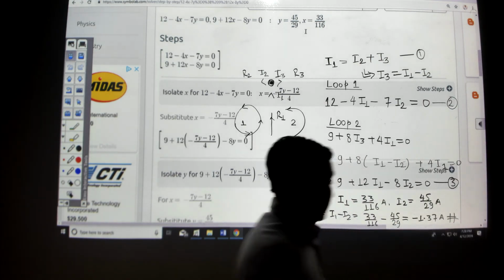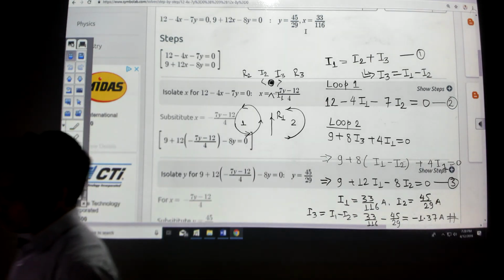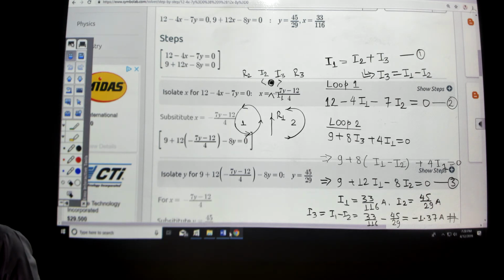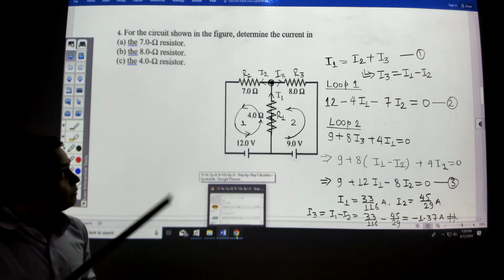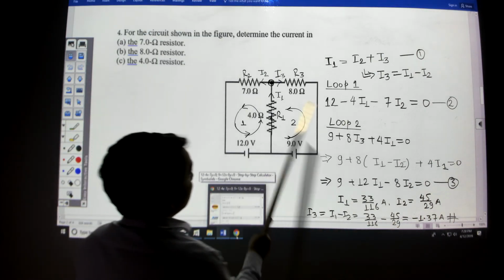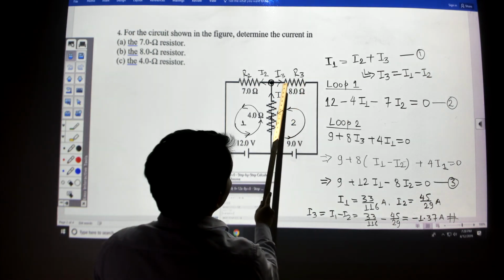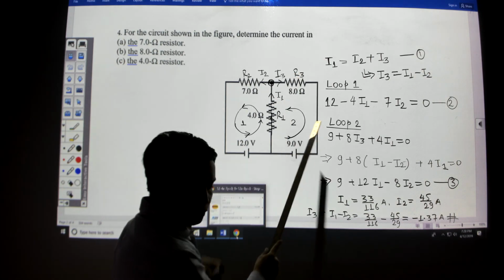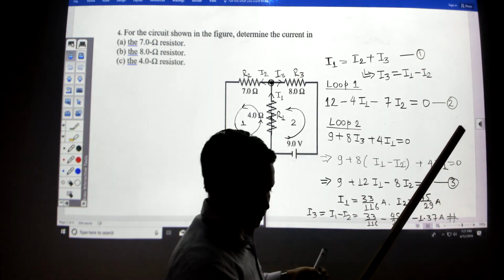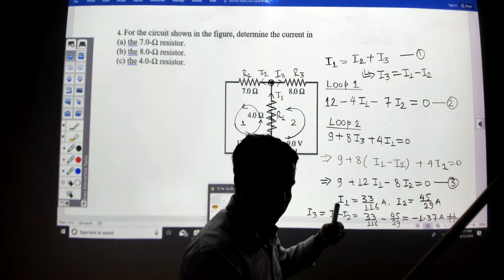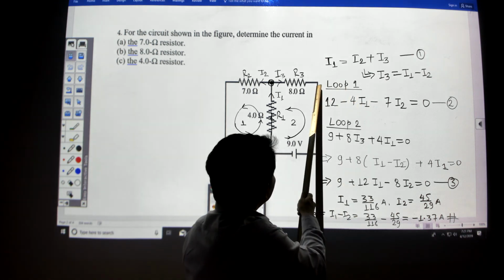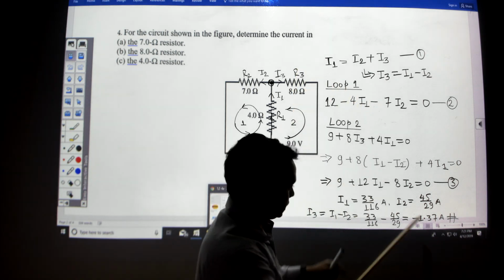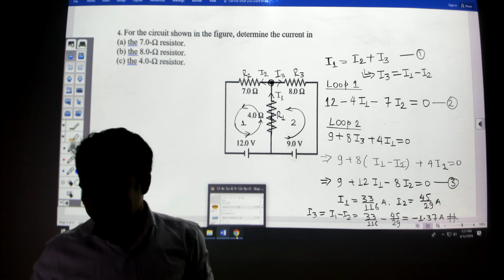What does the negative sign mean here? Let me explain this. The negative sign simply means the current is in fact not flowing this way, but it is flowing this way. That's all it means. The direction you have chosen is opposite to the actual flow of the current. So the current in fact is flowing this way. That's what the negative sign means here. Okay.